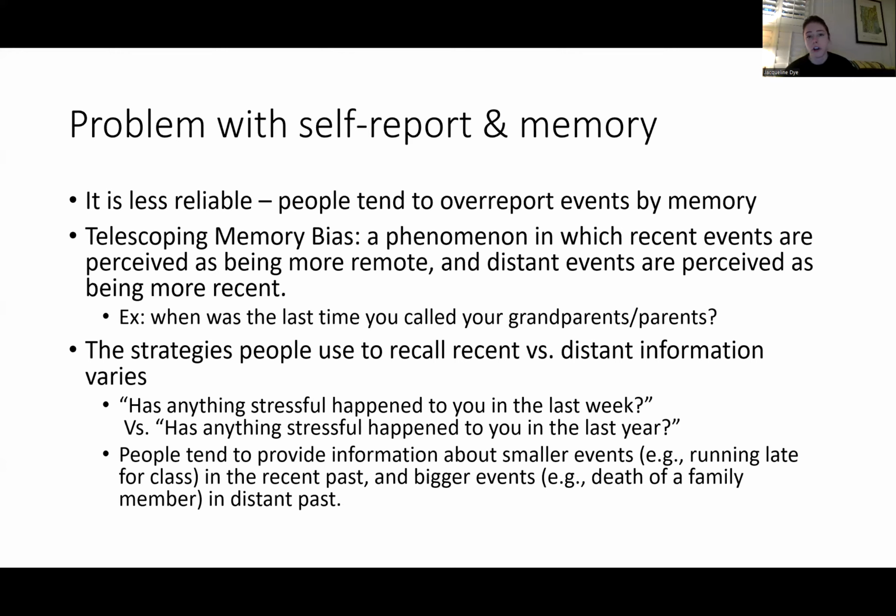So when we talk about survey research, we're relying on self-report and oftentimes memory. So there's some problems with this. First, it's less reliable. We see that people tend to over-report events by memory. We have something called telescoping memory bias. This is a phenomenon in which recent events are perceived as being more remote and distant events are perceived as being more recent. So if you can imagine, for example, when was the last time that you called your grandparents or parents? You might say that this was more recent than it actually was.